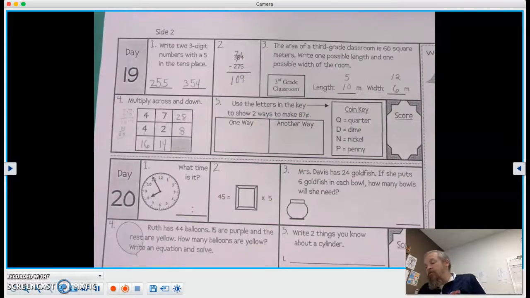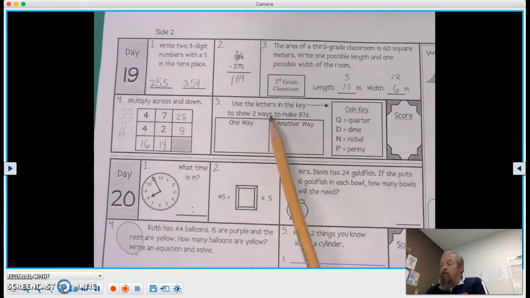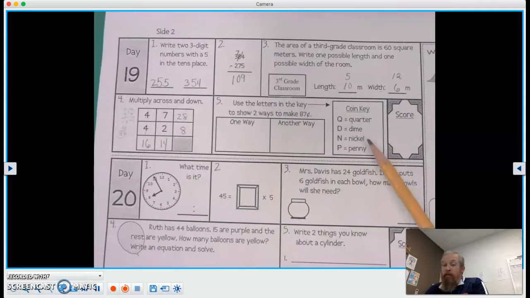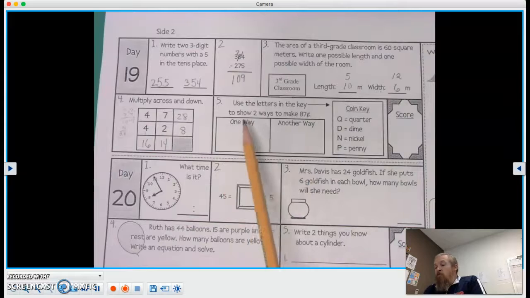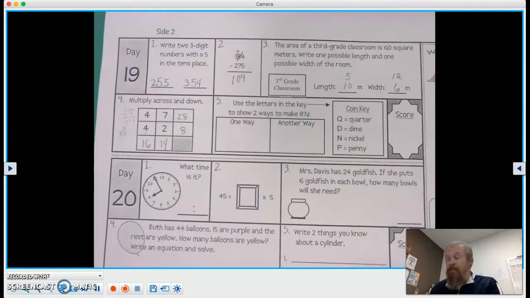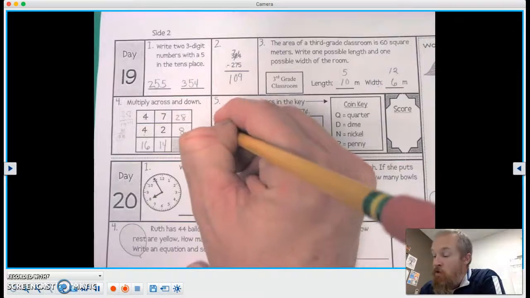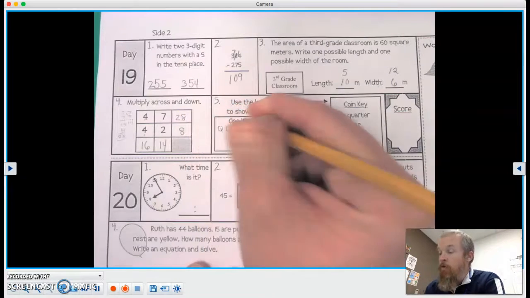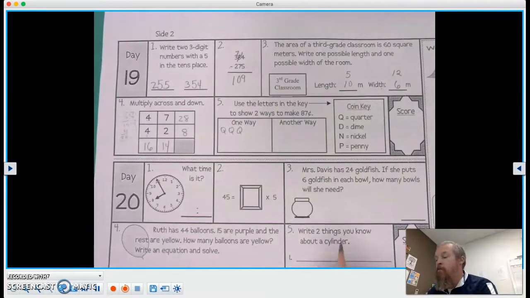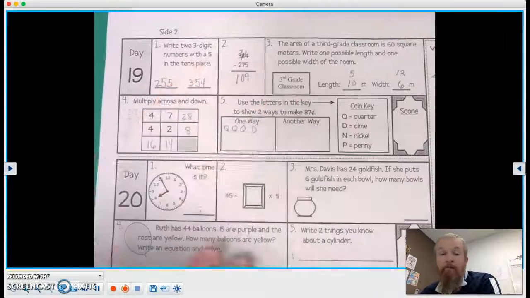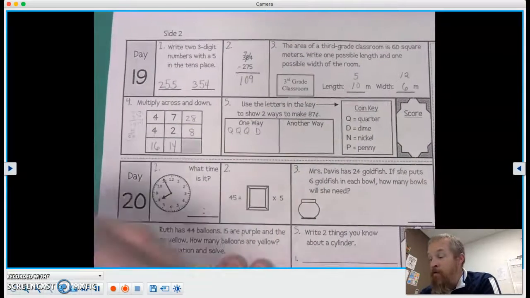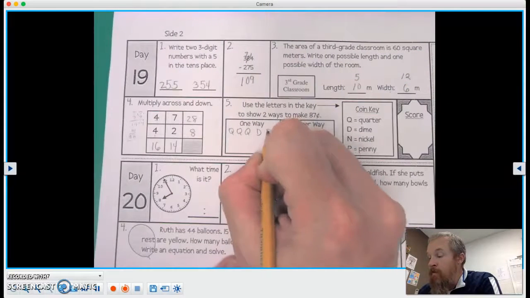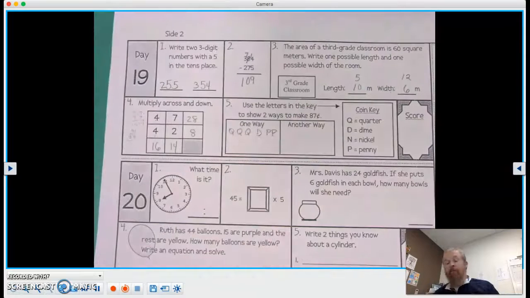All right. Use the letters in the key. So there's quarter, dime, nickel, penny: Q, D, N, and P. To show 2 different ways to make 87 cents. So I like starting with the biggest coins first. So I can go quarter, quarter, quarter. That's 75. A dime makes 85. And 2 pennies, 86, 87.